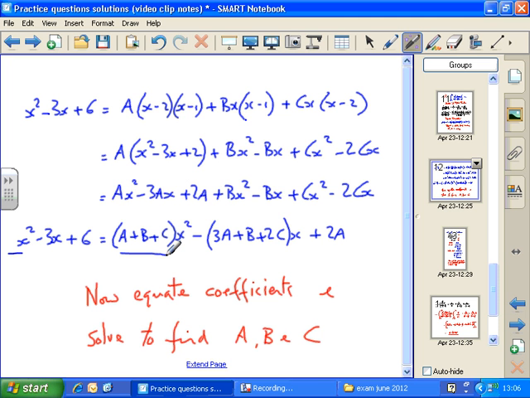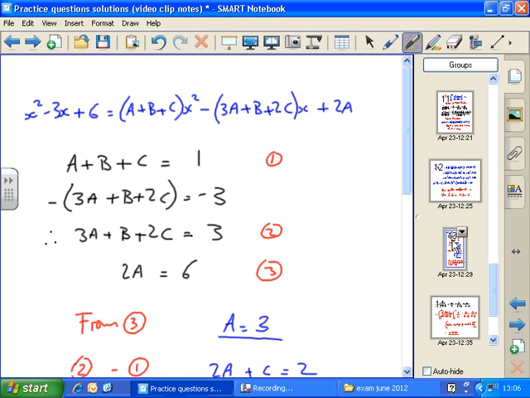See if you can continue from there and solve those three equations you're going to get to find a and b and c. Solution follows. So the first equation I can write down is that a plus b plus c equals 1. These are the coefficients for x squared. Minus 3a plus b plus 2c equals minus 3. These are the coefficients of x. And if it's negative both sides, I can multiply both sides by minus 1 to get 3a plus b plus 2c equals 3. So that's the second equation. And the last one, just the numbers, 2a equals 6.